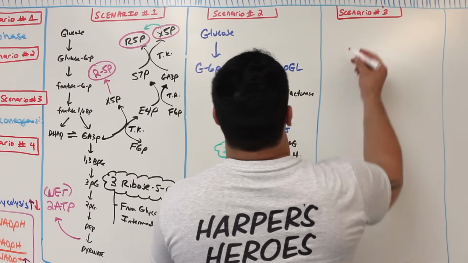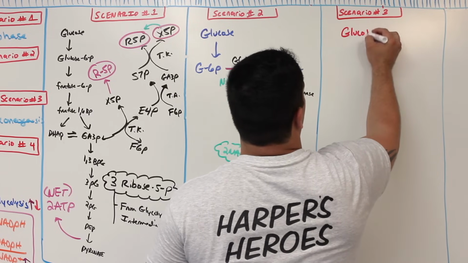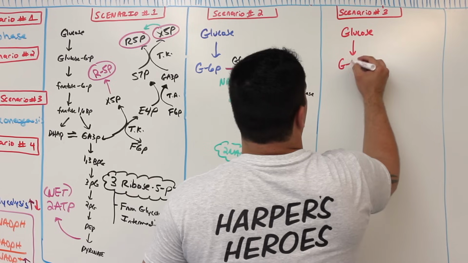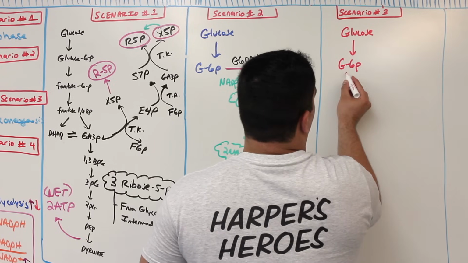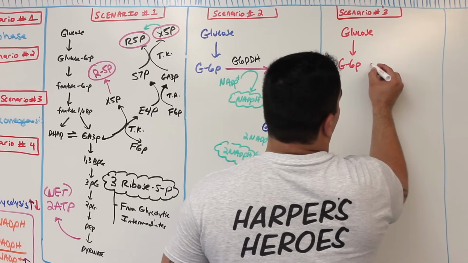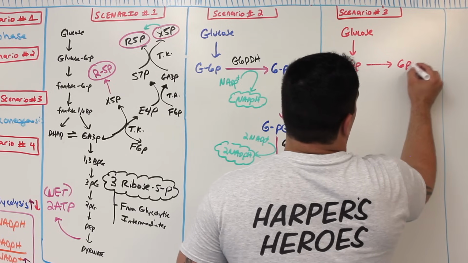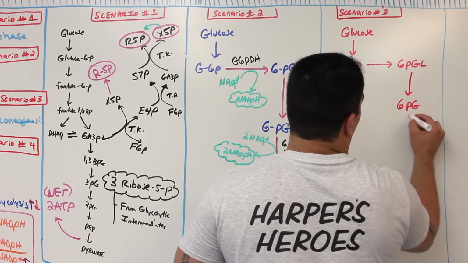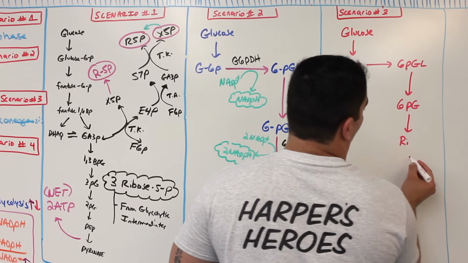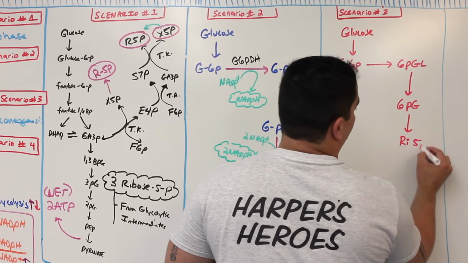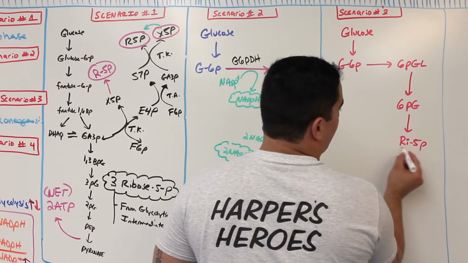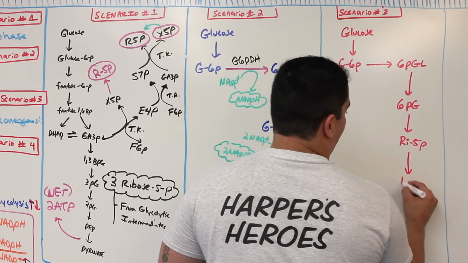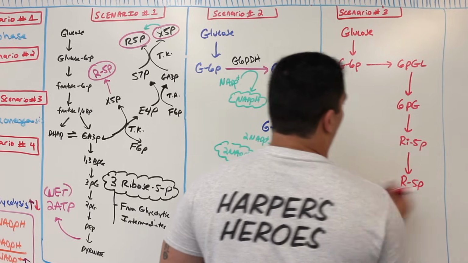Let's do this one in red. Glucose to glucose 6-phosphate, right? Then that glucose 6-phosphate can do what? It can then get converted into 6-phosphogluconolactone, which can get converted into 6-phosphogluconate, which can get converted into, I'm going to put Ru5P, which symbolizes ribulose 5-phosphate, and then that gets converted into ribose 5-phosphate.